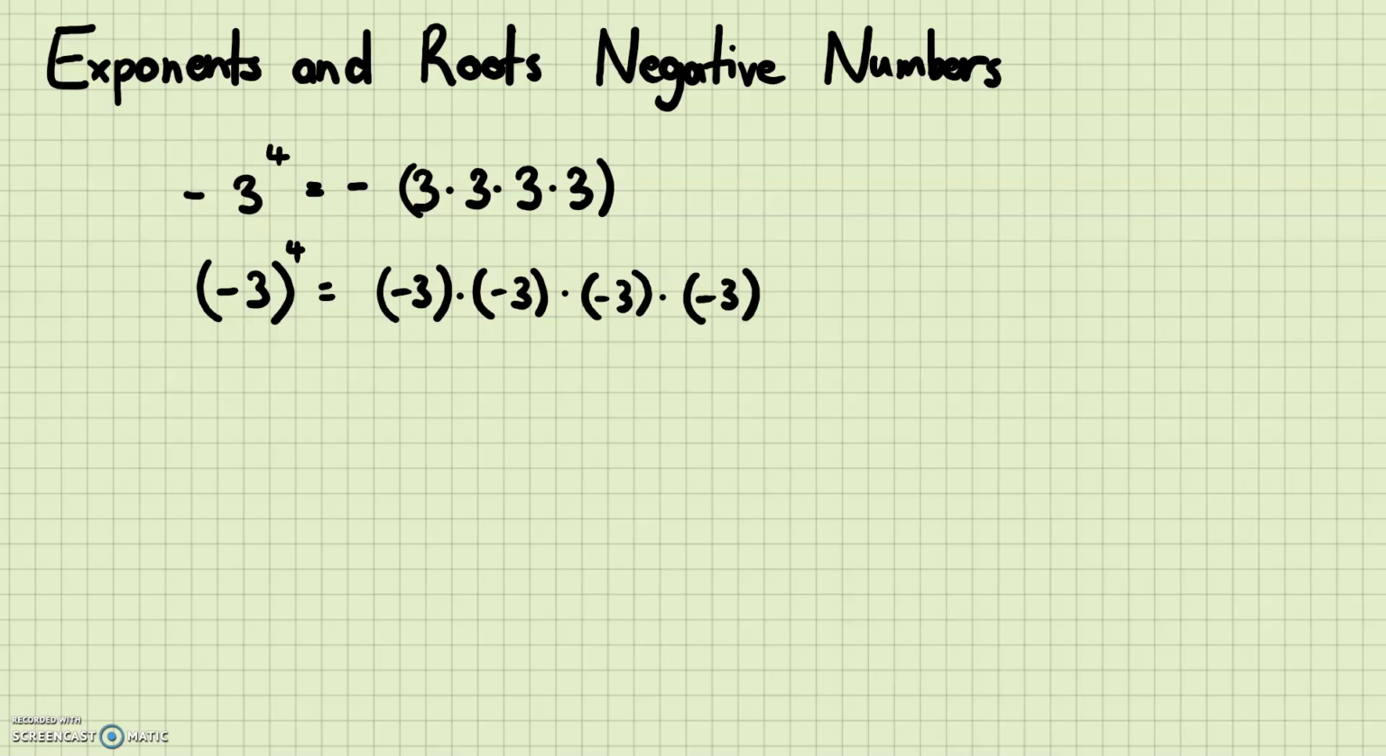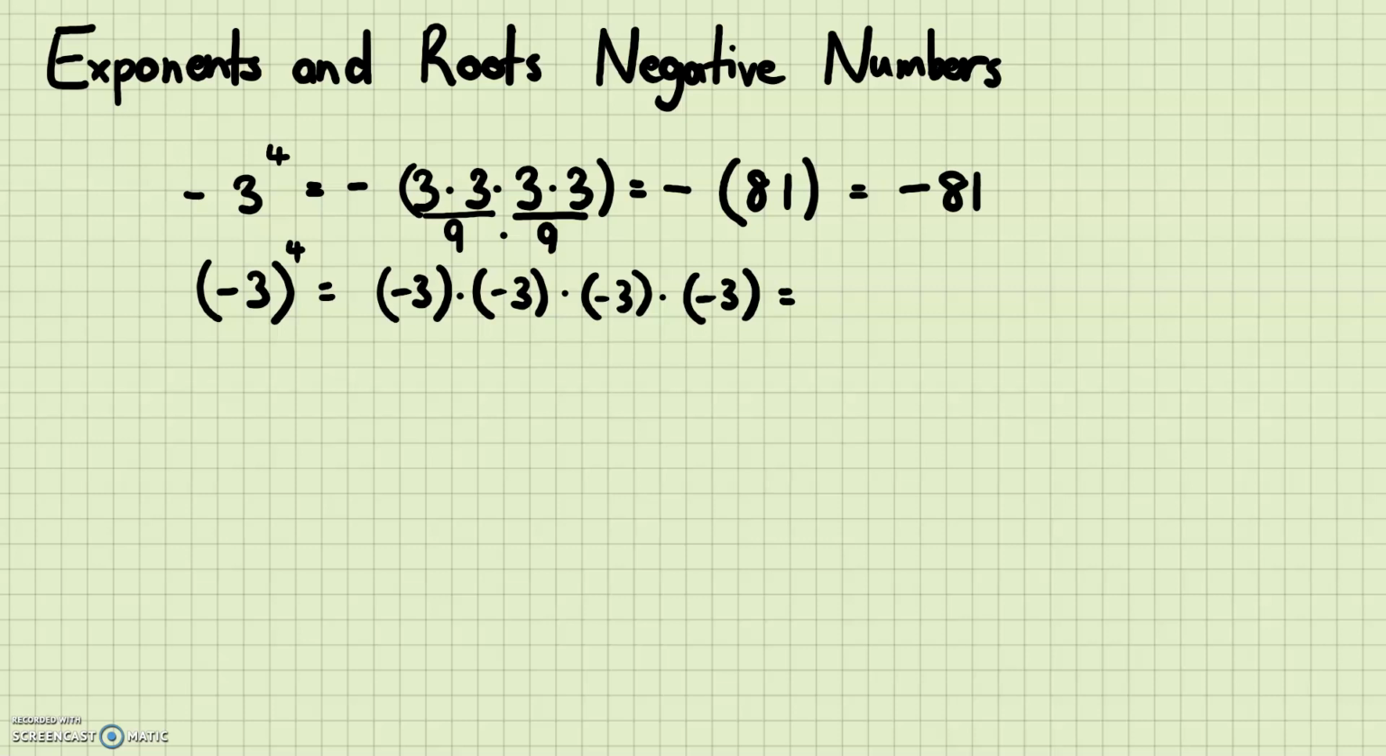So here the negative is inside the parentheses. In other words, the negative is also being raised to the 4th power. So how will this affect our answer? On the top one, the negative sign is here, and then we do 3 to the 4th power. 3 times 3 is 9. 3 times 3 again is 9, so that's 9 times 9, which is 81. So that's going to be negative 81.